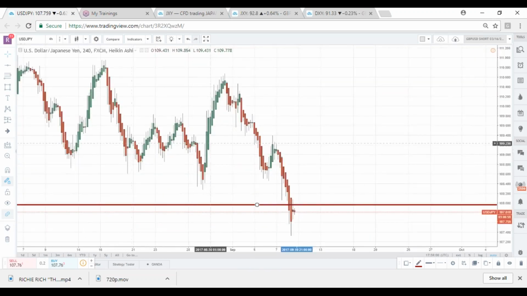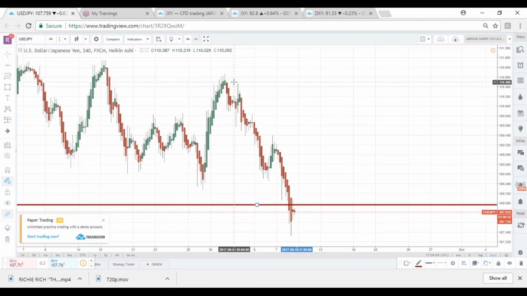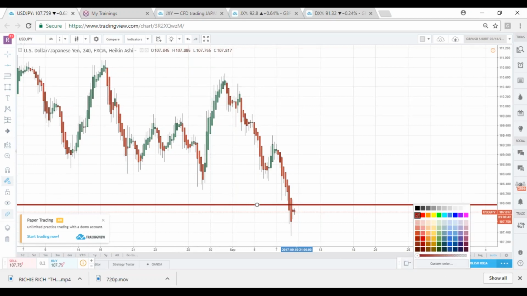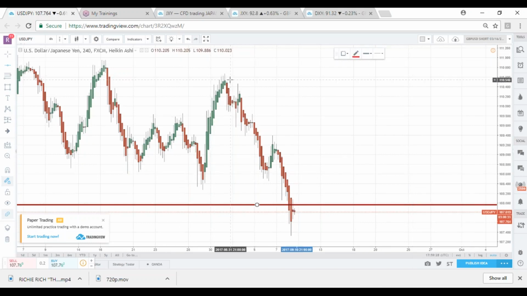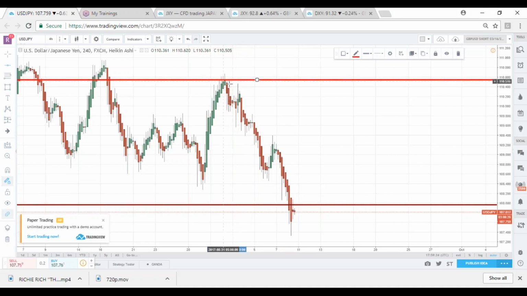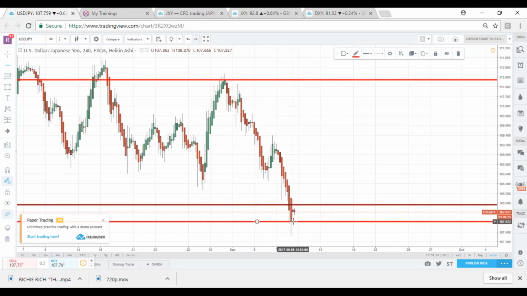We do the same thing on this chart. We identify the highest high and the lowest low. I'm going to change the color. Let me move this up, because a lot of yours will be up here. So here's the highest high, and here's the lowest low on this time frame.